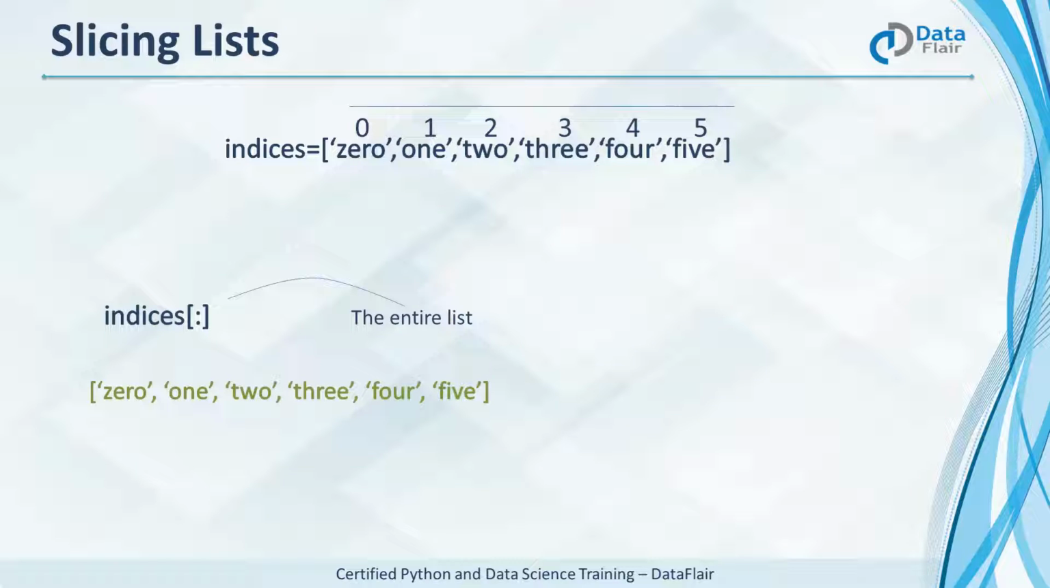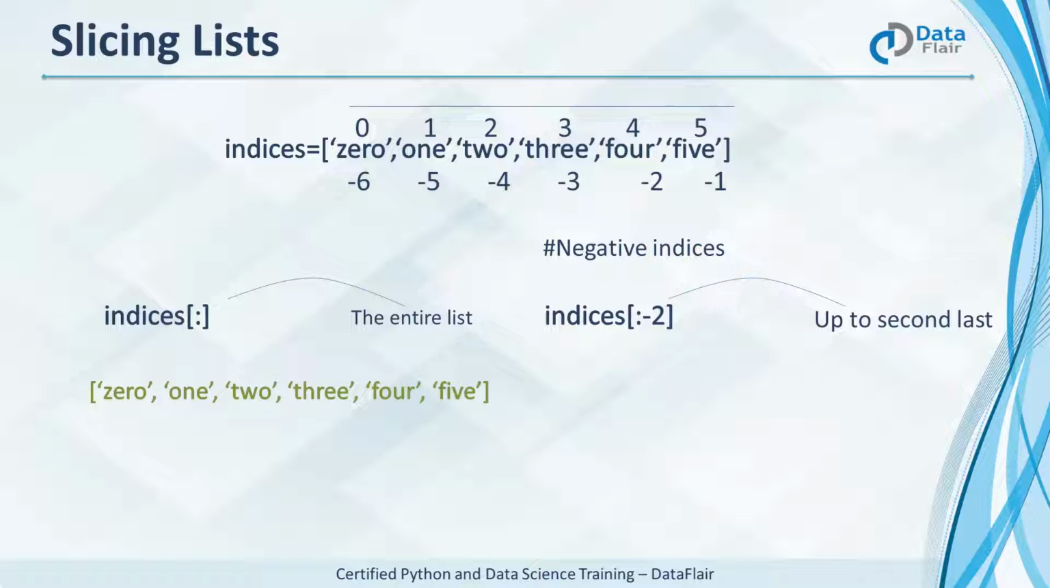What happens if we use negative indices? From right to left, we have indices minus 1 to minus 6 here. This means index 0 is the same as index minus 6. Index 2 is the same as index minus 4. They give us the same item. A slice from the beginning until index minus 2 goes until before the second last item. This gives us this list.